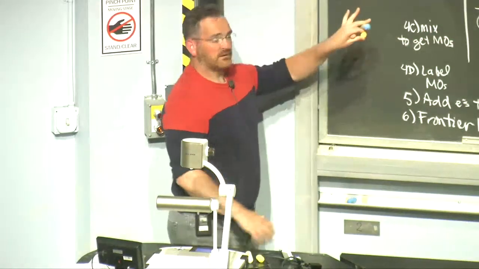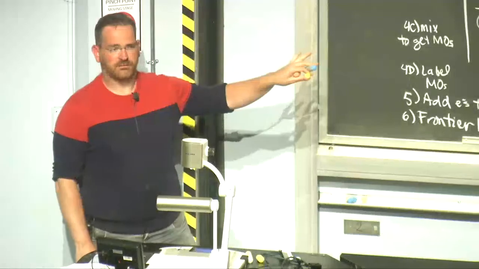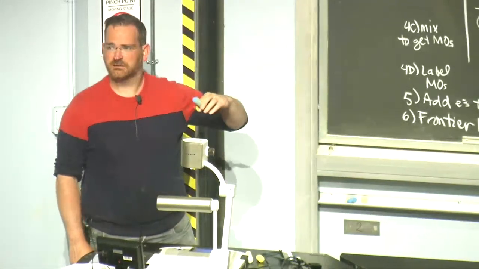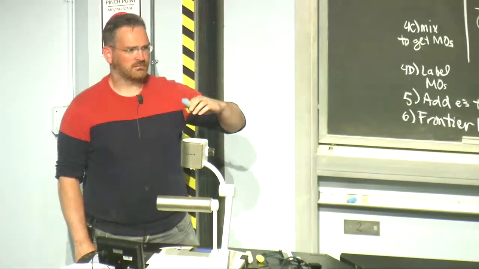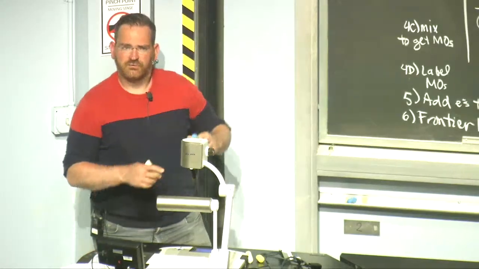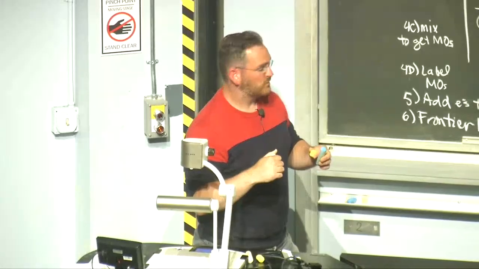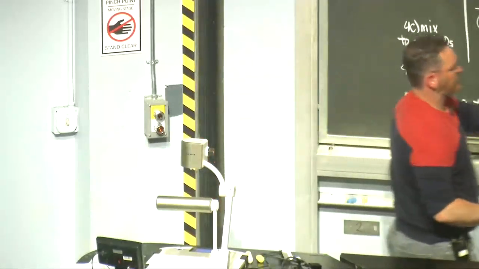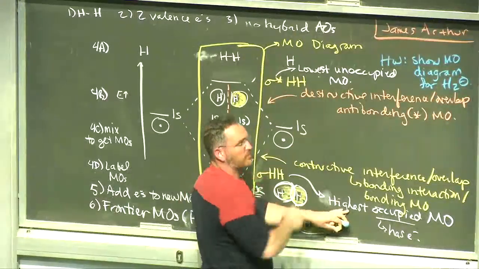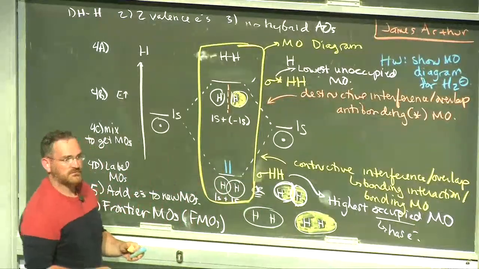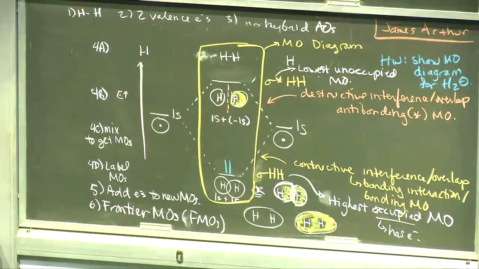All right, so again, any thoughts, concerns about this diagram and the steps we took to make it? All right. Yeah, so these two are the frontier. Highest occupied and lowest unoccupied are both frontier molecular orbitals. They're at the frontier of reactivity.